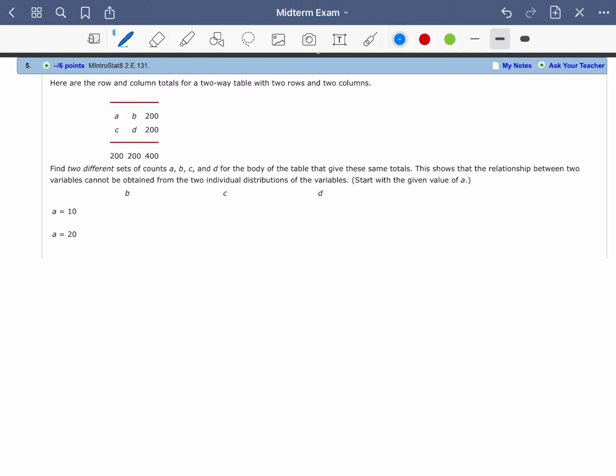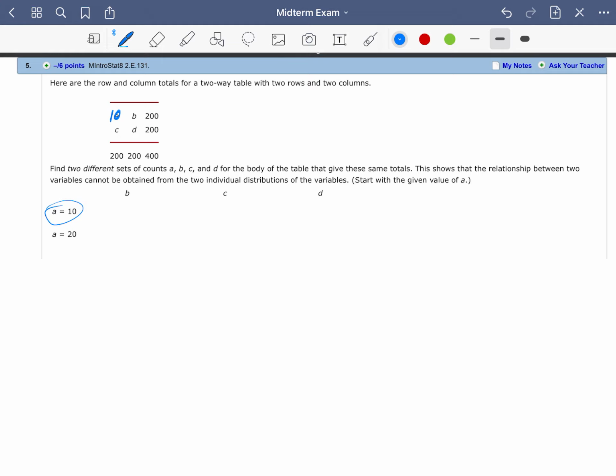Okay, question number five. You're given a two-way table, and the sum is given in the last row in the last column, and those four numbers A, B, C, D in between are something that you need to figure out. So given that the value of A is 10, what should the values of B, C, and D be? If A equals 10, let me replace this A by 10.